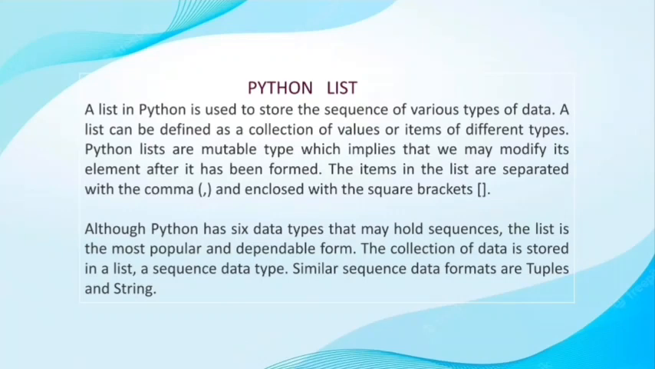Although Python has 6 different data types that may hold sequences, the list is the most popular and dependable form. The collection of data is stored in a list, a sequence data type. Similar sequence data type formats are tuple and string.